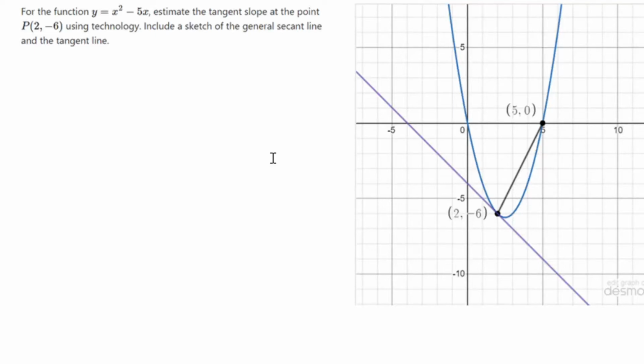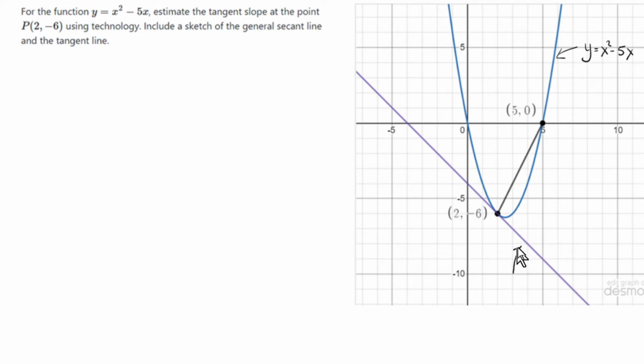For the function y equals x squared minus 5x, estimate the tangent slope at the point P(2, -6) using technology. Include a sketch of the general secant line and the tangent line. So we already have a sketch here. This is our quadratic function y equals x squared minus 5x.